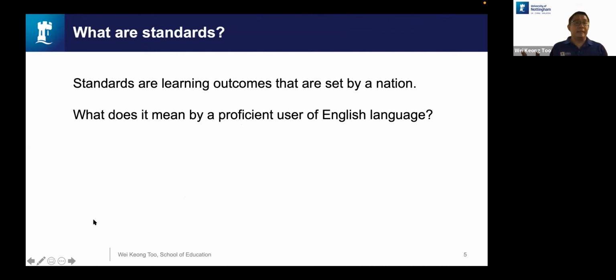Now, the title, as I presented, focuses on standards. What are standards? Standards I define as learning outcomes that are set by a nation. So the question that I ask myself when I look specifically at standards is, what does it mean by a proficient user of the English language in that curriculum?